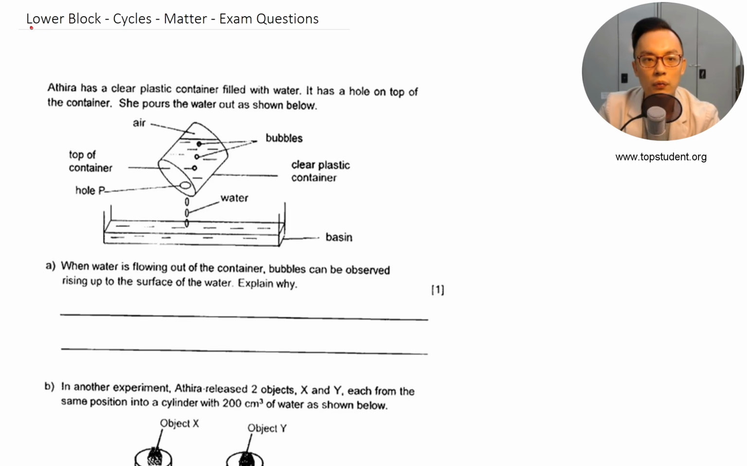In this video, we're going through the lower block, which is primary 3 and 4, the modules of cycles. The topic is matter, and we're looking at some previous examination questions.